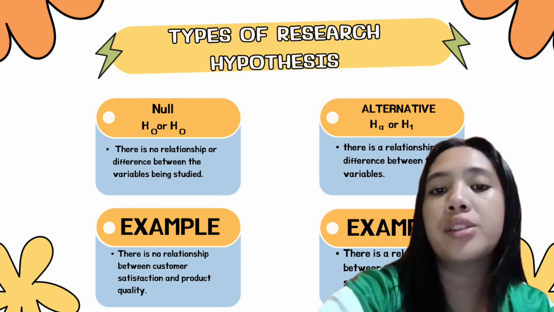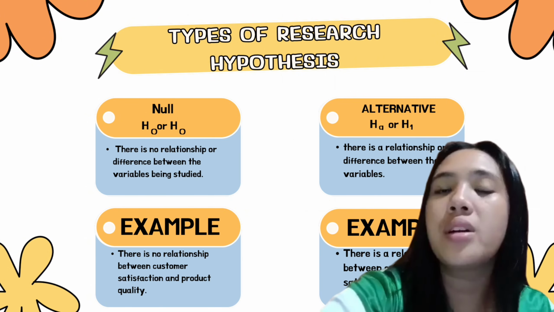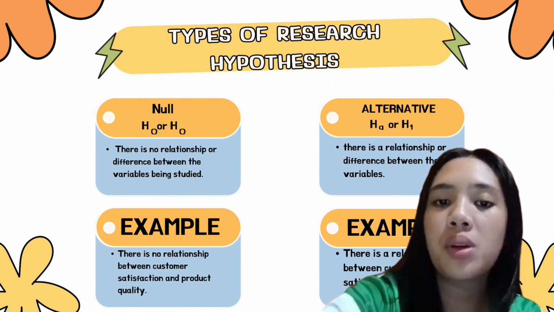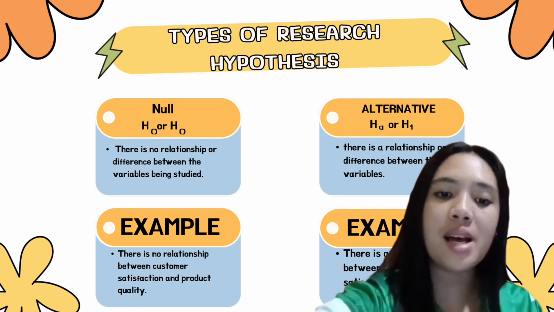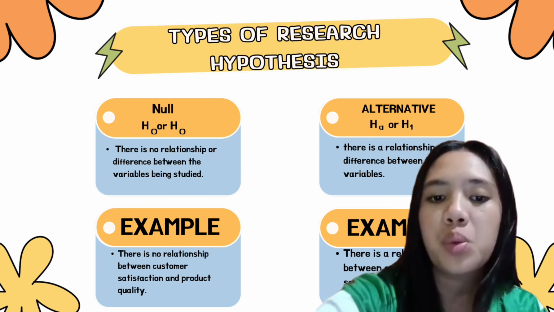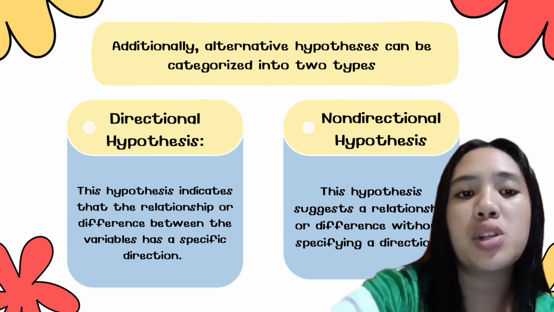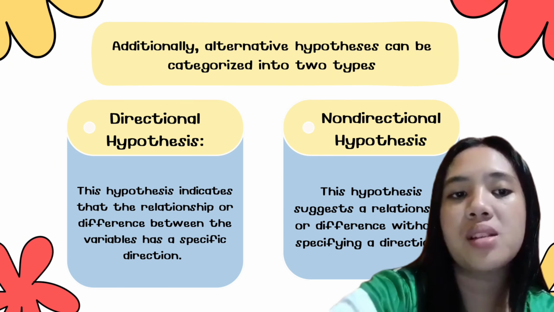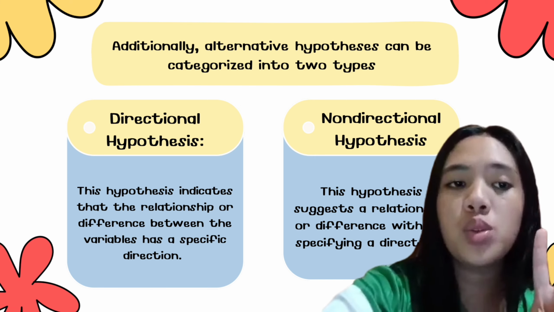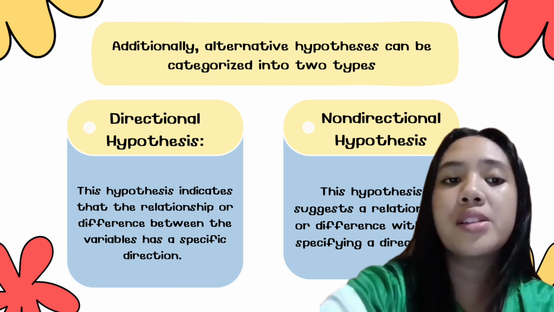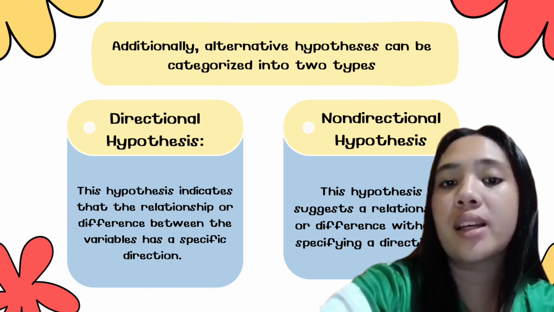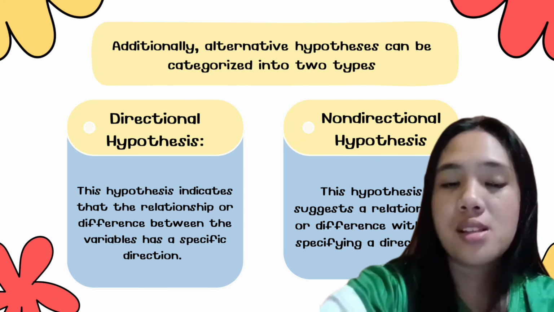And second, alternative hypothesis: there is a relationship or difference between the variables. For example, there is a relationship between customer satisfaction and product quality. Additionally, alternative hypothesis can be categorized into 2 types. First, directional hypothesis. Second, non-directional hypothesis.